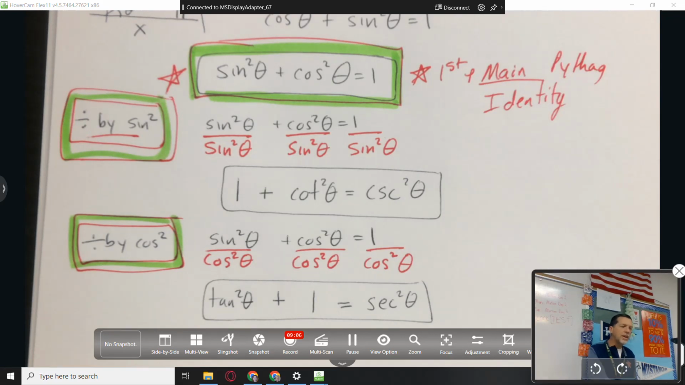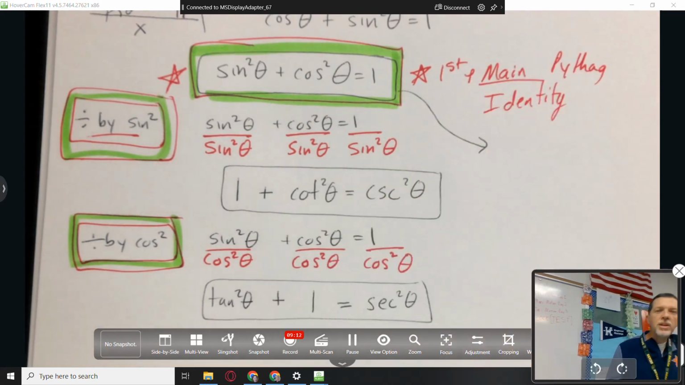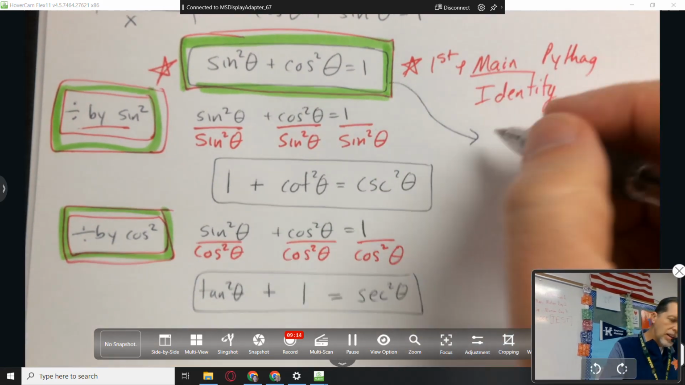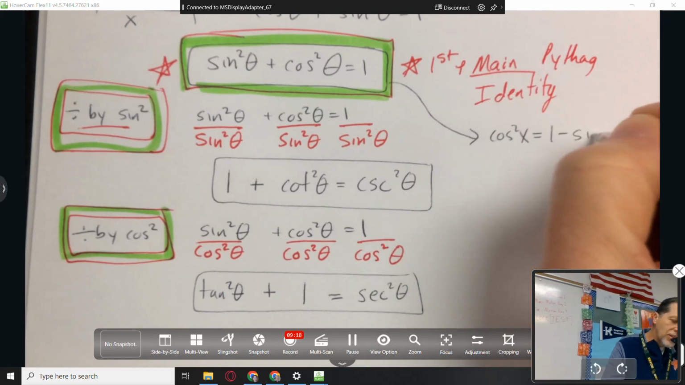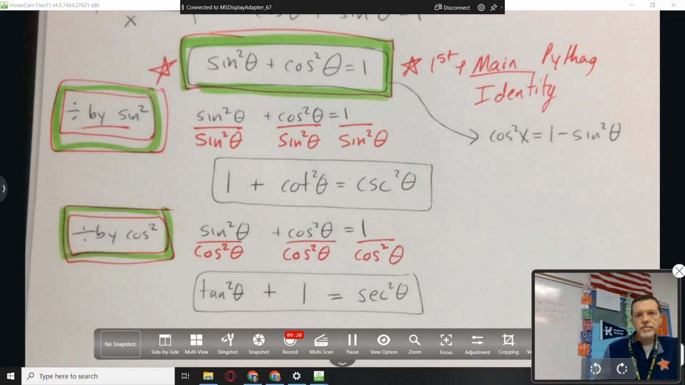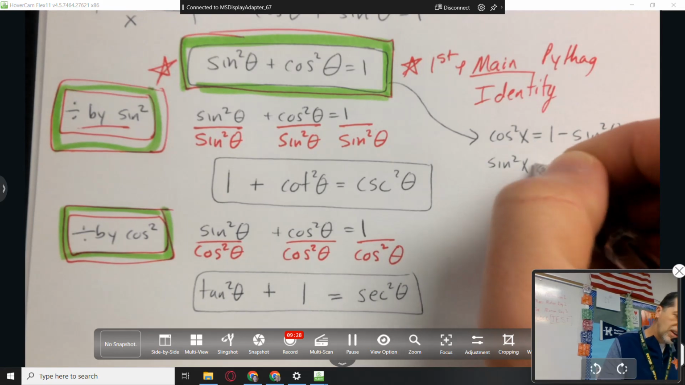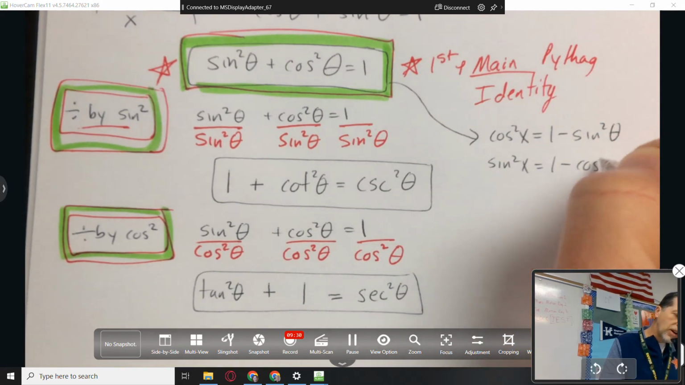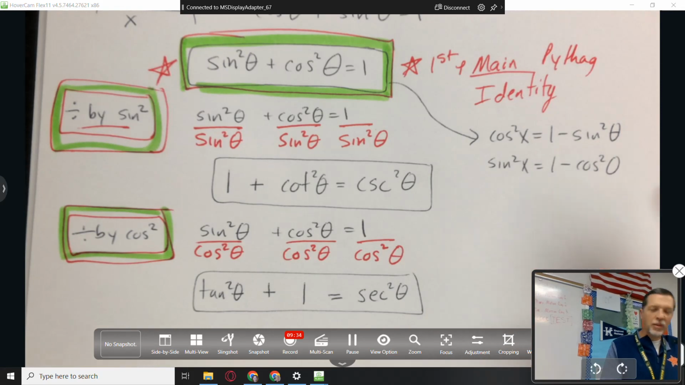Now, we do need to be careful because sometimes we use these in a little bit different way. Like we need to be able to manipulate them. Here's what I mean. Cosine squared is 1 minus sine squared. Right, but that's not a different formula. That's just rearranged. And sine squared is 1 minus cosine squared. Whoops, x and theta. It doesn't matter which one I pick, but it needs to be the same one.